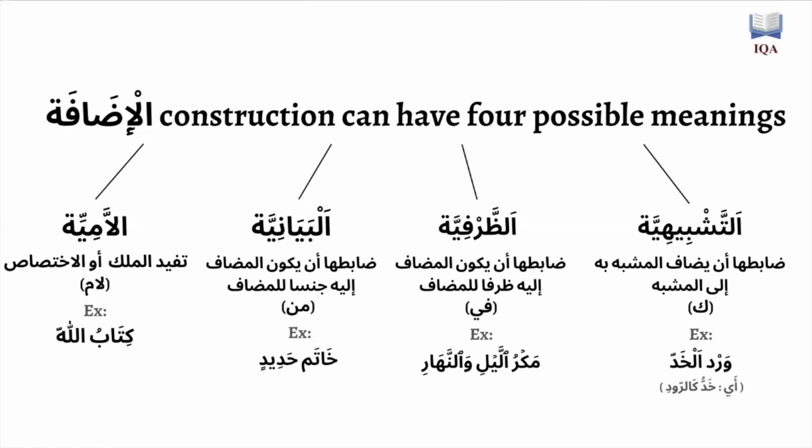Okay, so this is one meaning of an idafa, where it's clarifying what the thing is made of, what type of jins it's made of, what type of species or type it's made of. The idafa construction can sometimes also mean al-dharfiyya. Al-dharfiyya means that it has the same exact meaning as the harf jar fi.